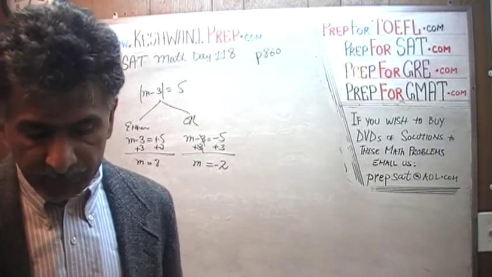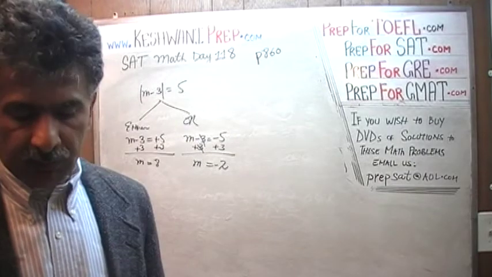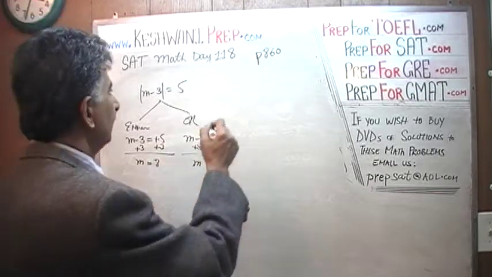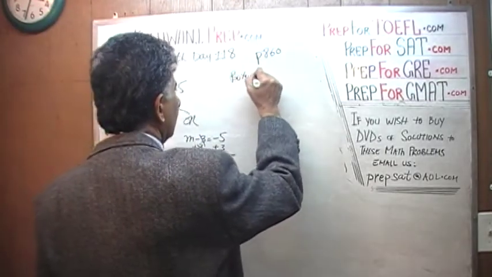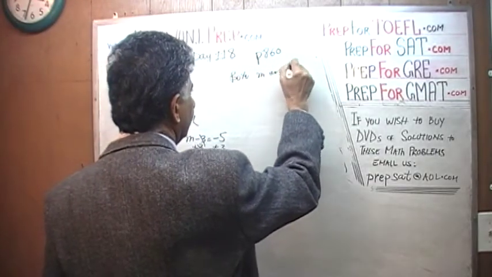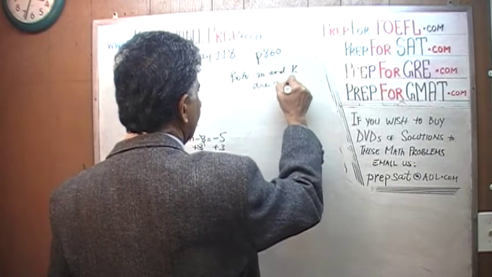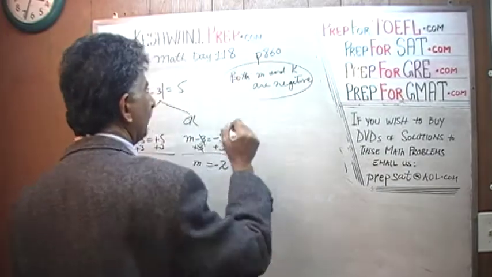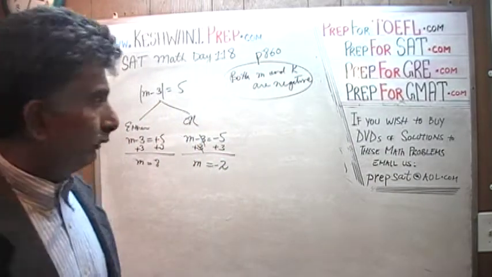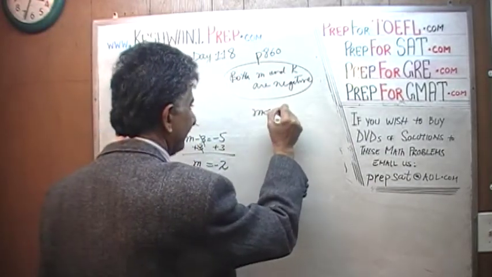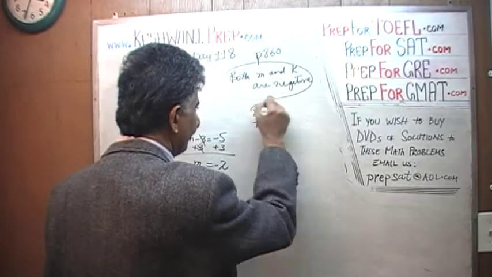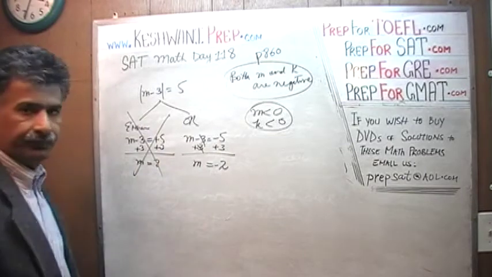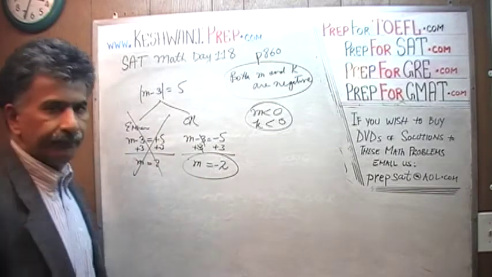If you read the problem carefully, it will tell you that both m and k are negative. They do not actually say it like that. What they tell us is that m is less than 0 and k is less than 0. Well, if m is less than 0, it rules out this scenario. It is this part that we're dealing with.